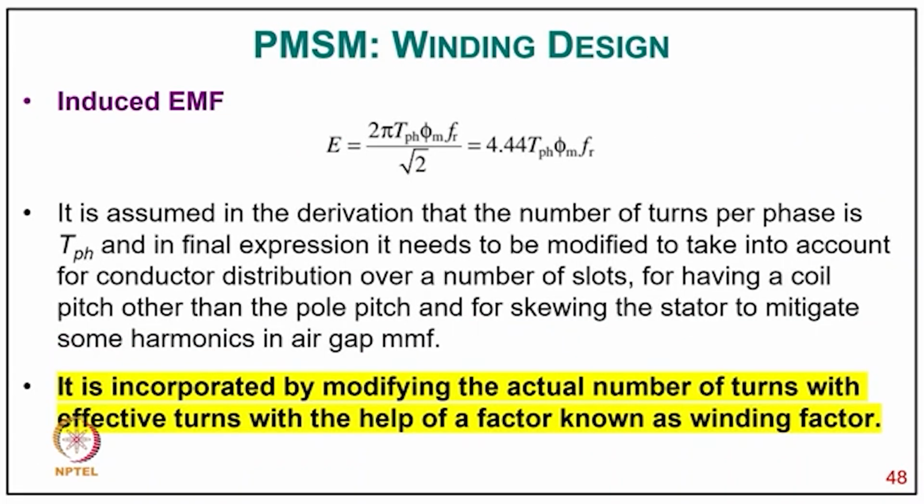Now coming to the induced EMF, equal to TPH phi m FR divided by root 2, equal to 4.44 TPH phi m FR. It is assumed in the derivation that the number of turns per phase is TPH, and in the final expression it needs to be modified to take into account the conductor distribution over the number of slots, a coil pitch other than the pole pitch, and skewing the stator to mitigate some harmonics in the air gap MF. So the actual number of turns is modified to the effective turns with the help of a factor known as the winding factor.